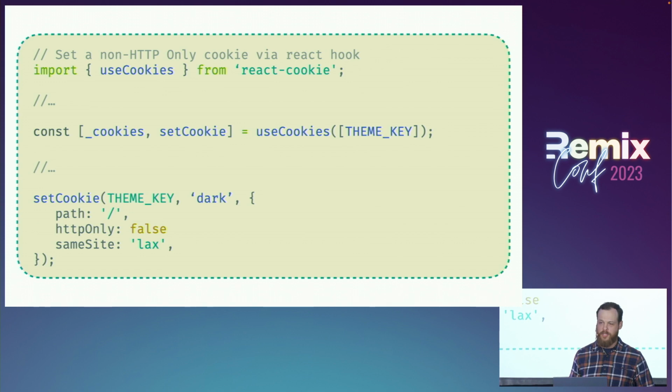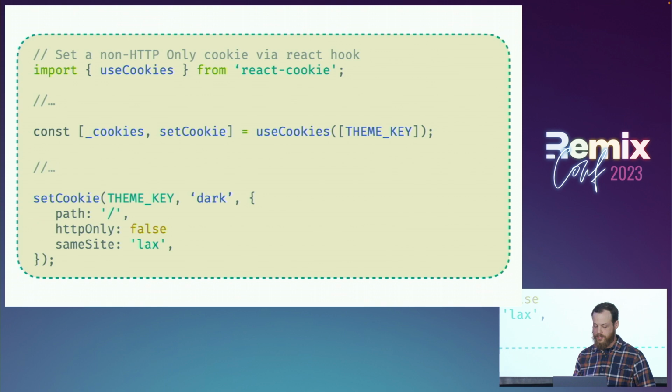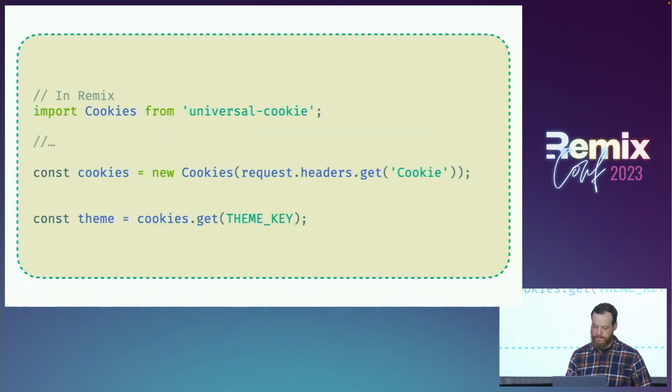And then anytime we navigate around the website and we need to do a server render, Remix will see that cookie as well. And so the key here is not to use HTTP only. So we set HTTP only false, and then we make sure that we can access this from JavaScript and the hooks. On the Remix side, you can get this very simply.